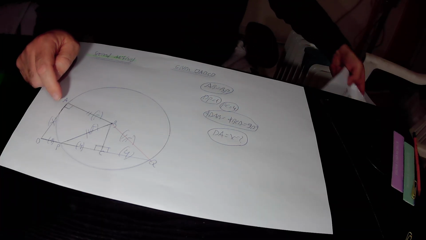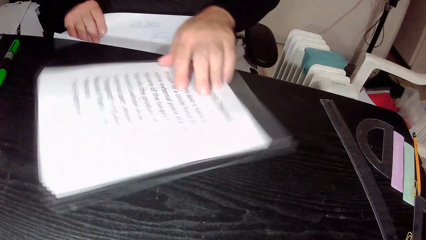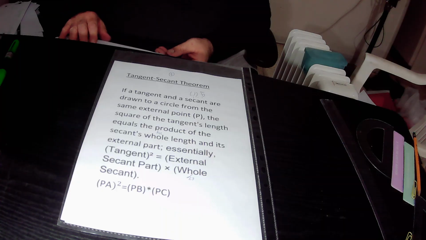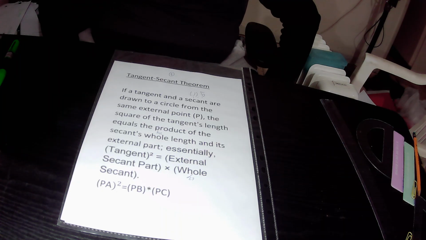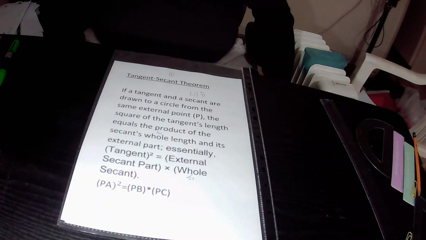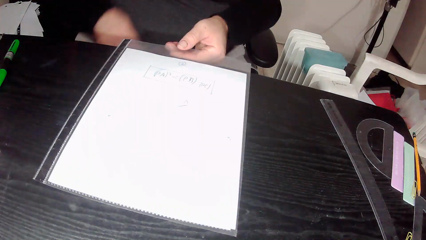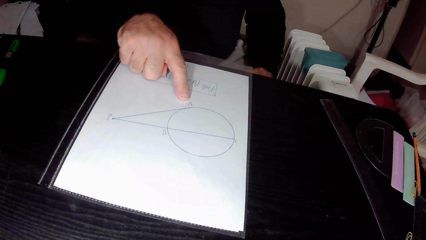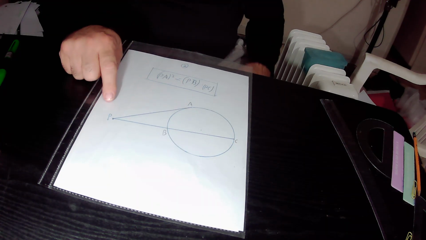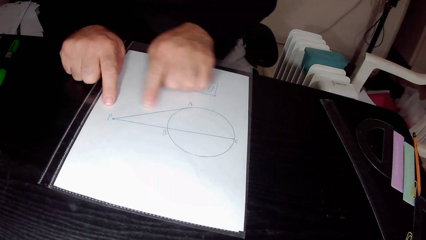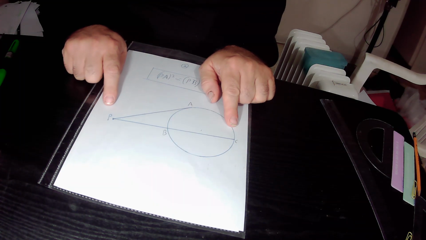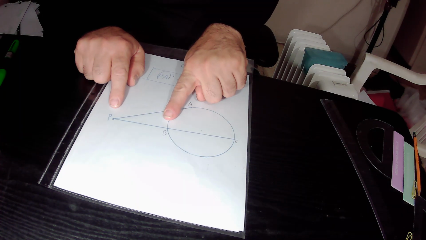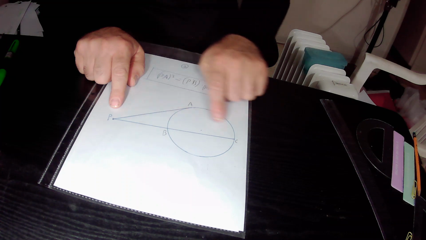Let me repeat quickly the tangent secant theorem. According to the tangent secant theorem, if a tangent and a secant are drawn to a circle from the same external point P, here we have this common external point P. From this common external point P, we have tangent PA that is tangent to this circle at point A. Likewise, from the same point P, we have secant PC that cuts the circle at those 2 points, B and C. PB is the external part of this secant, and this secant in total equals PC.